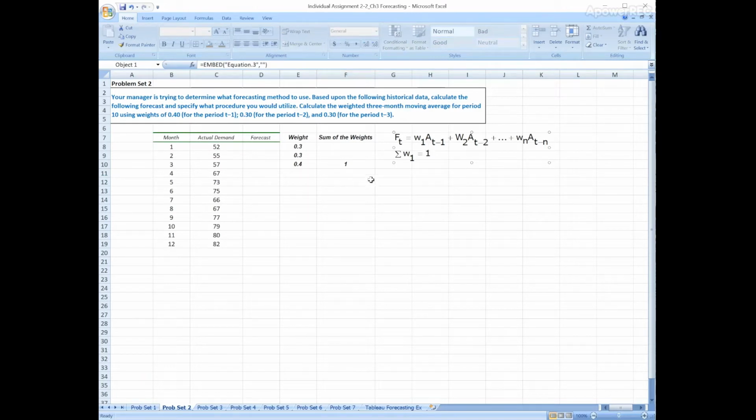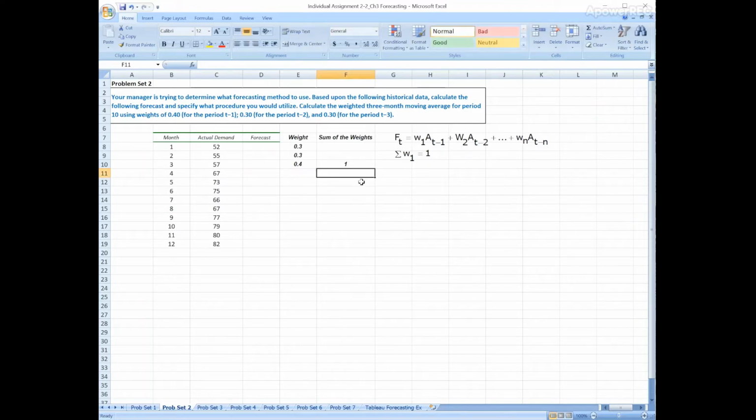The basic formula for the weighted moving average method has a lot of subscripts. W sub 1 is the weight to be given to the actual demand for the period t minus 1, which is 0.4 in this question. W sub 2 is the weight to be given to the actual demand for the period t minus 2, which is 0.3. W sub 3 is the weight to be given to the actual demand for the period t minus 3, which is 0.3. So W sub n is the weight to be given to the actual demand for the period t minus n.